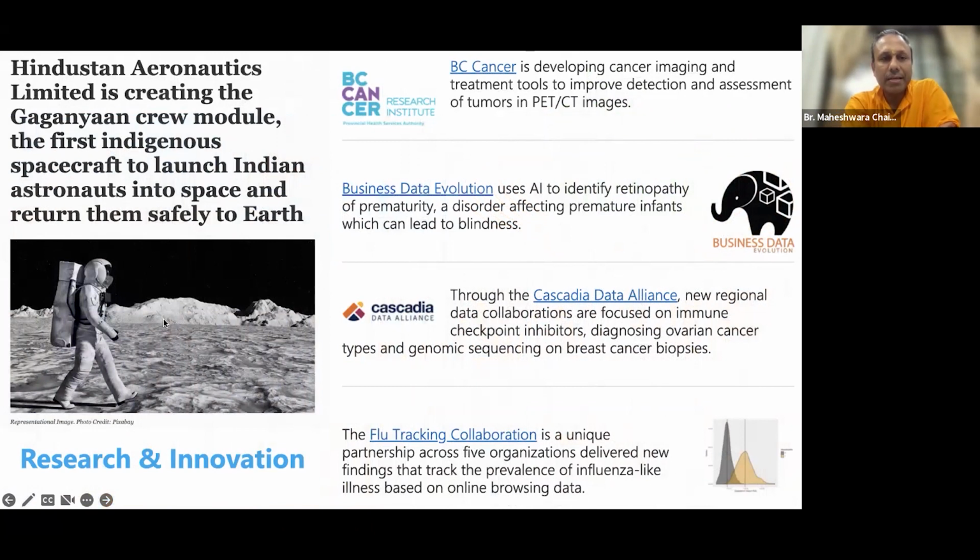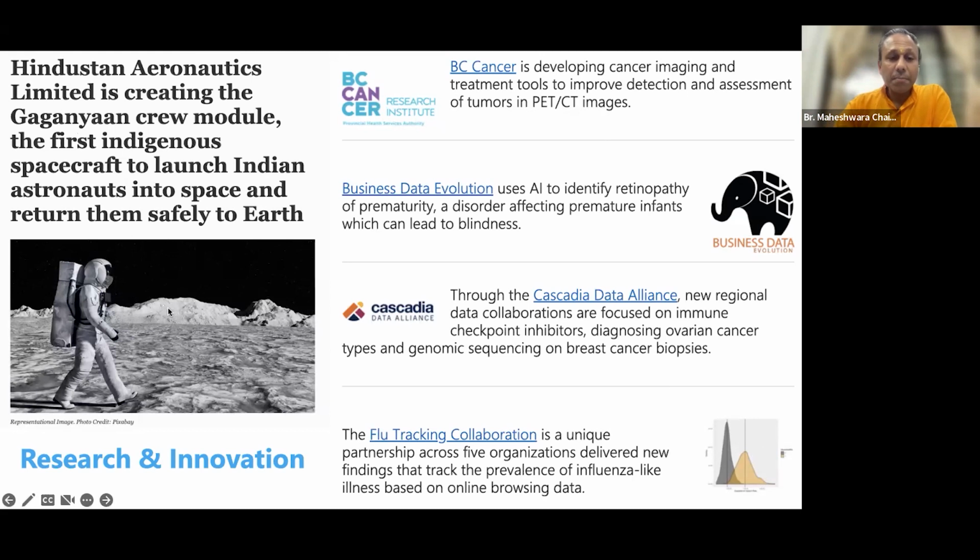Now, this is a recent news, again, research and innovation. Hindustan Aeronautics Limited is creating Gaganyaan crew module, first indigenous spacecraft to launch Indian astronauts into space and return them safely to Earth. Can you just imagine? As a common human being, maybe 10 to 15 years back, aircraft was a miracle for us. Now we see that ISRO is coming up with a research that anybody who wants to travel to Mars, to space, and just return.